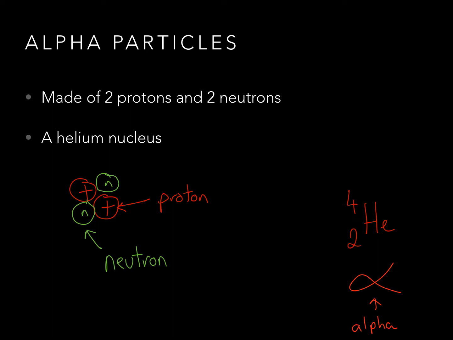Right, let's have a look at what alpha particles are. Alpha particles are made of 2 protons and 2 neutrons. They are, in fact, a helium nucleus. They're missing the electrons. You can see here the symbol for alpha.